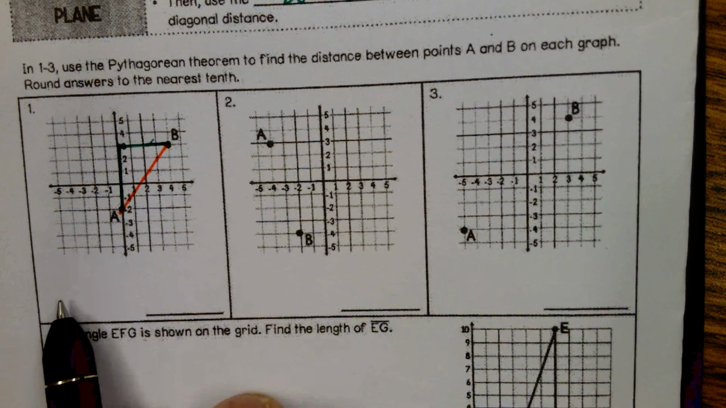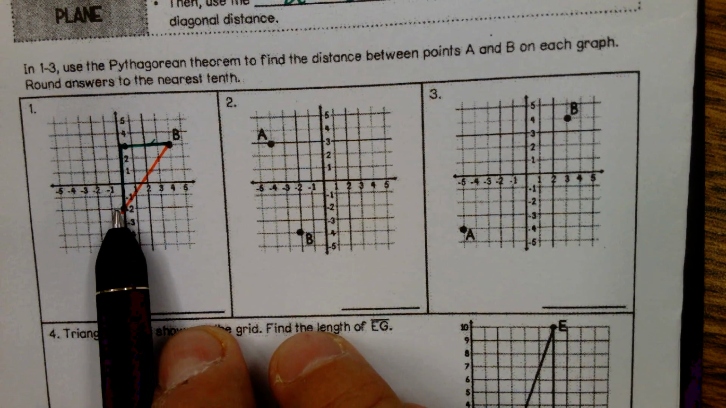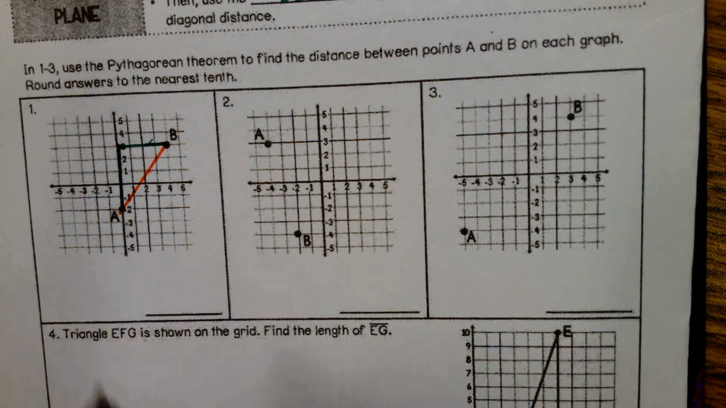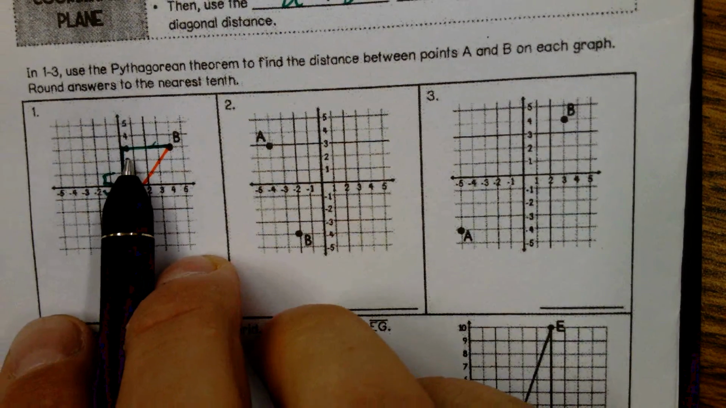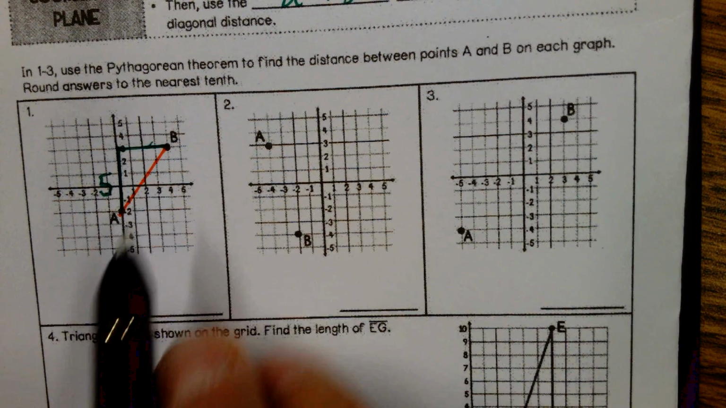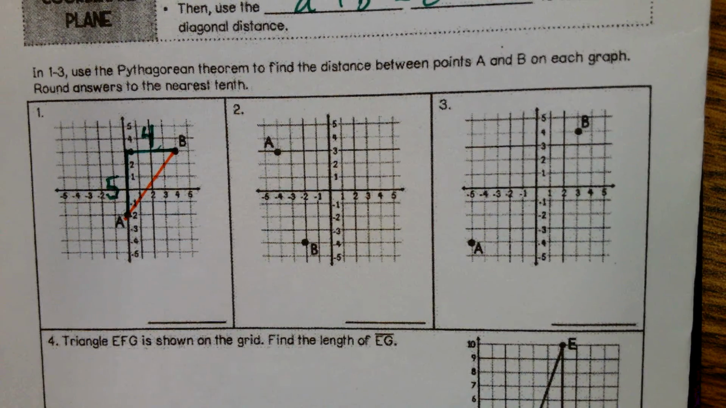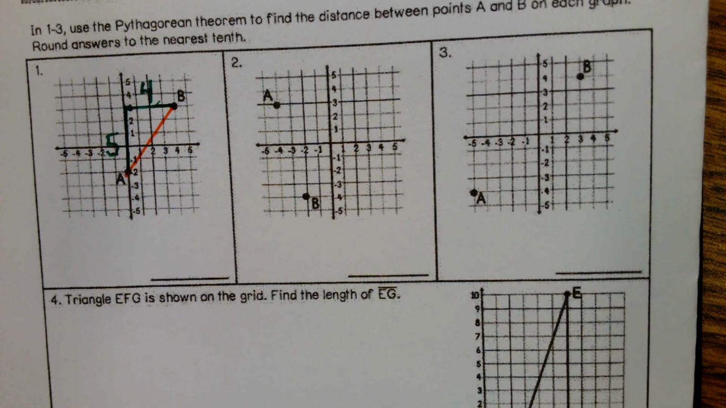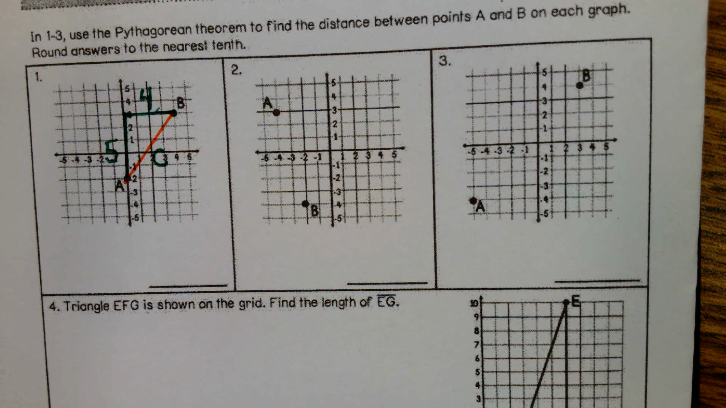So if I'm going up, how many units did I move up? 5, yeah. I'm going from -2 to 3, so that's 5. And then I'm going to go across from 0 to 4. So 4. And now we use the Pythagorean theorem. Of course, we have our C value. So now we're doing A squared plus B squared equals C squared.